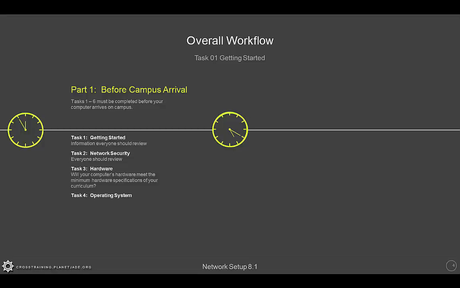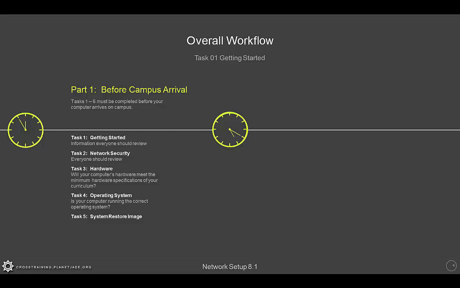Task 4, operating system. The main question that this section is trying to answer is, is your computer running the correct operating system? Task 5 covers the system restore image, and this allows you to save everything that you have done up to this point in our outline here.